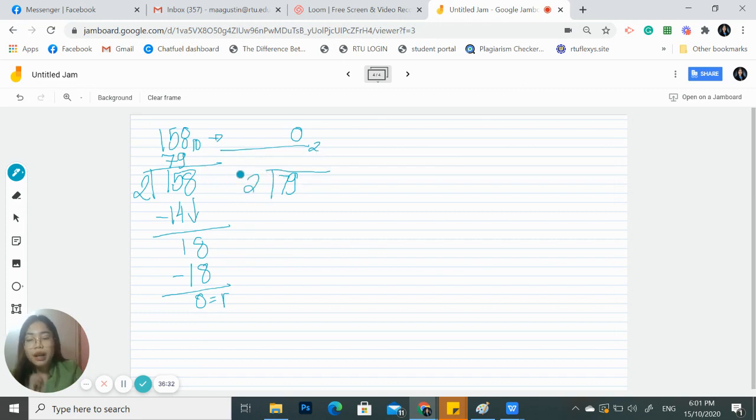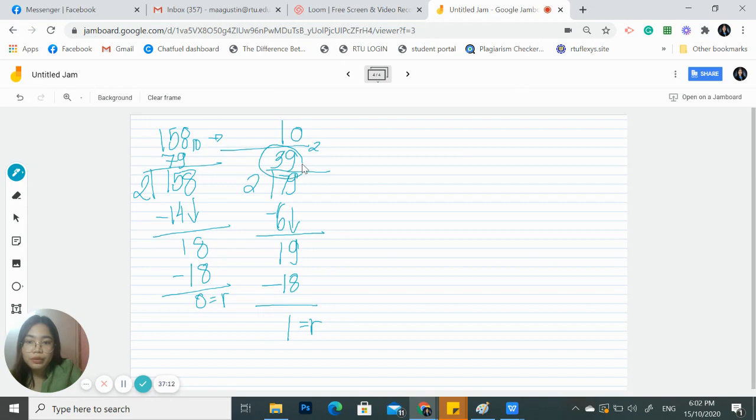Divided by 2. Okay? So 7 divided by 2, that will be 3. Okay? So that will be 3. 3 times 2, that will be 6. So 7 minus 6, 1. Bring down 9. So 19 divided by 2, that will be 9. 9 times 2, that will be 18. So 19 minus 18, 1. So we have remainder 1 here.